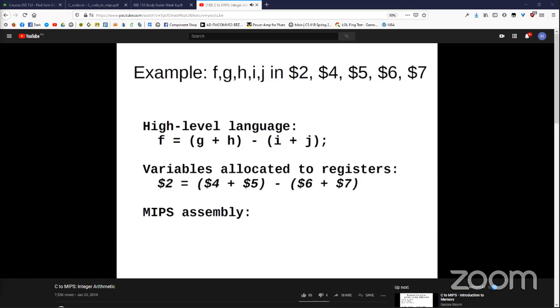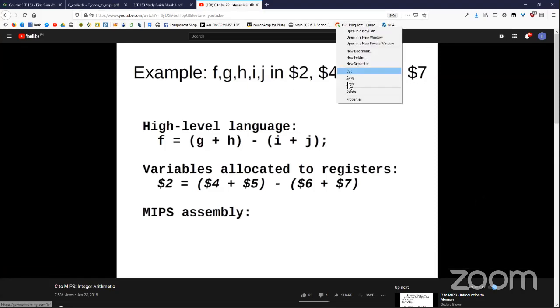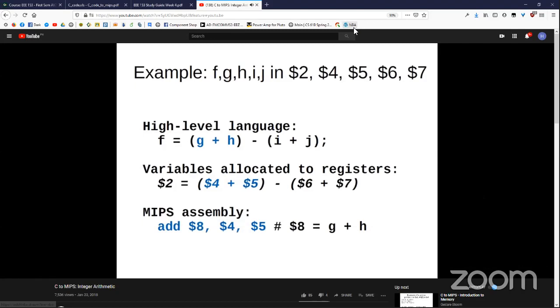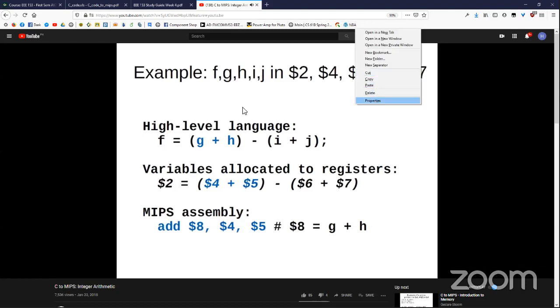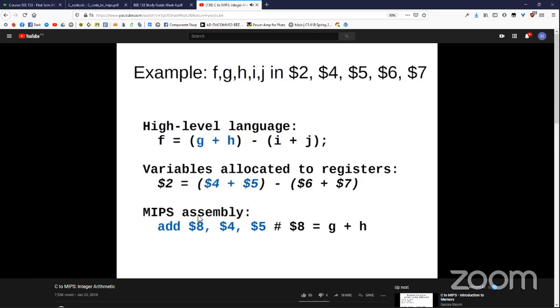So we can rewrite the complicated expression in terms of the registers that are allocated to the variables. And we'll have to honor the order of operations when we generate the assembly. The order of operations tells us to do the expressions within the parentheses first, and then the subtraction. So the first operation is to add G plus H. The two registers for G and H are $4 and $5, so the MIPS assembly will do add $8, which will be the destination of the add operation, $4, $5. 4 and 5 are the source operands for the variables G and H.